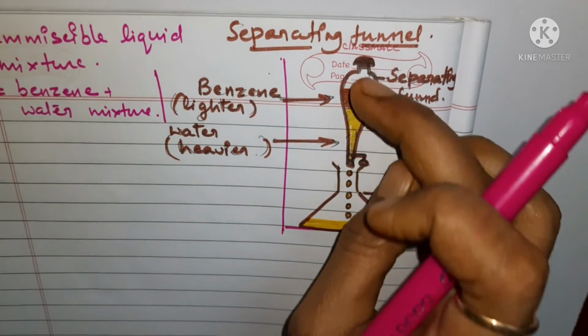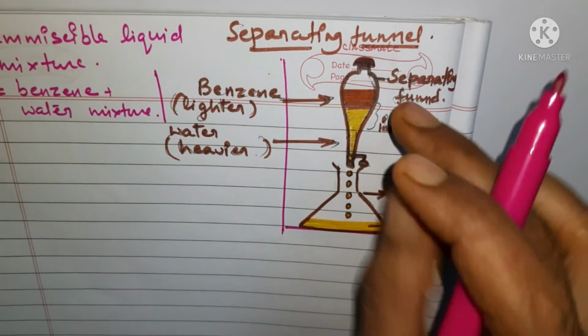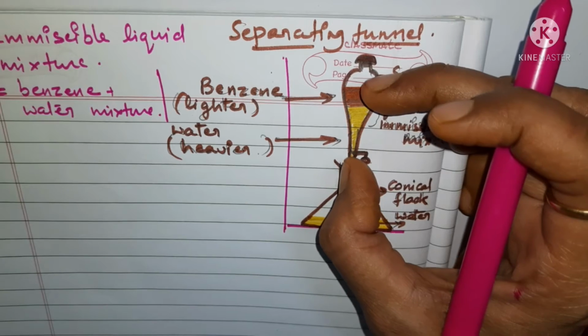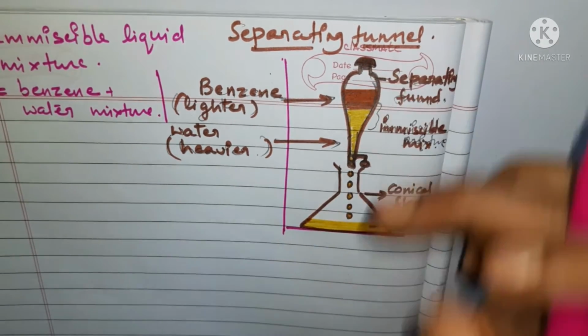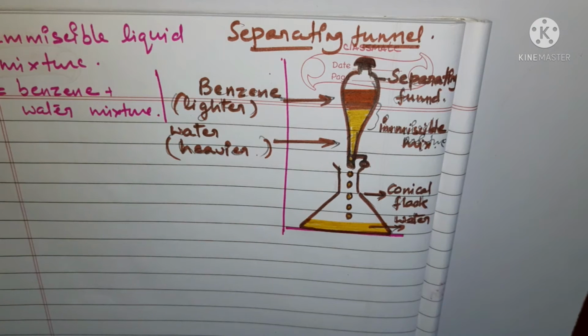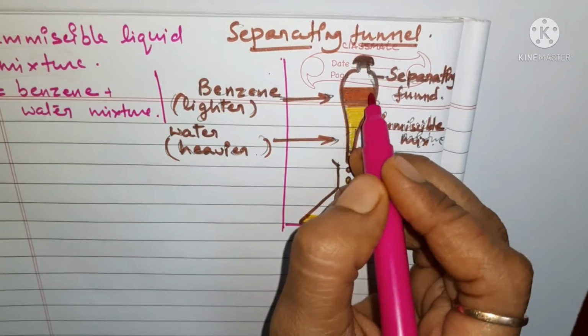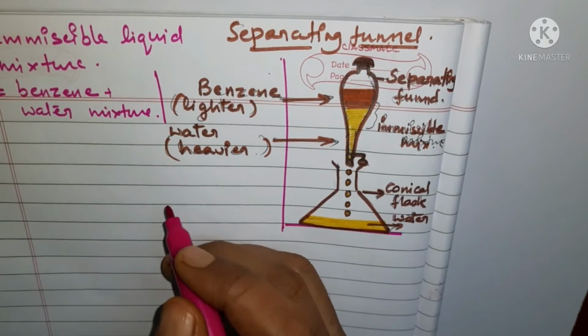Actually the mixture is initially in the shaken form. And once you keep it, or hold it for half an hour or 1 hour in this funnel, what happens is that due to heavier density, water will move down and the lighter liquid, that is benzene, will be at the upper surface part.